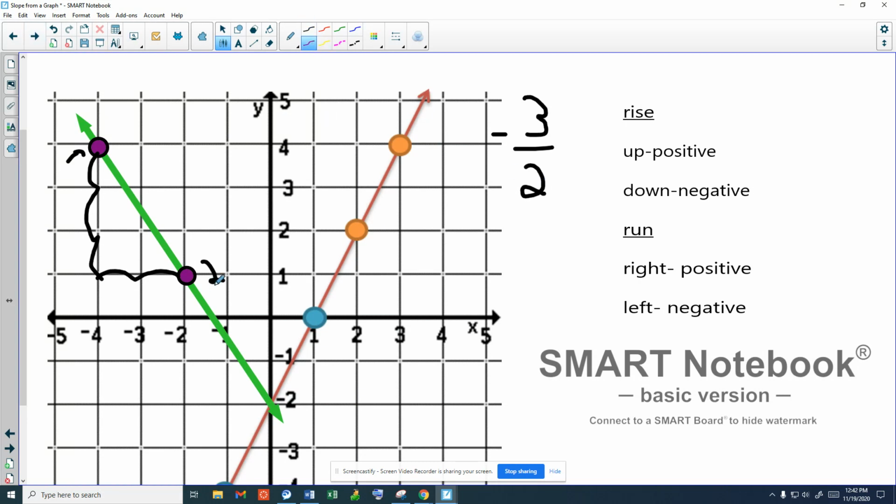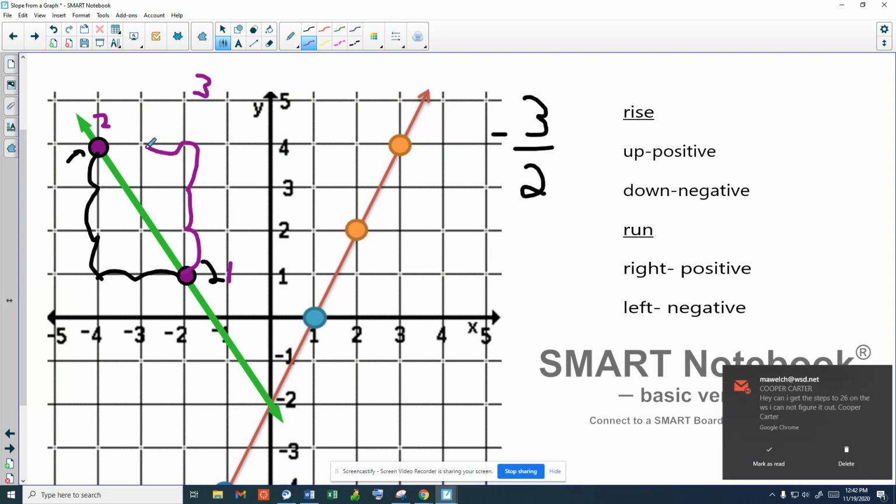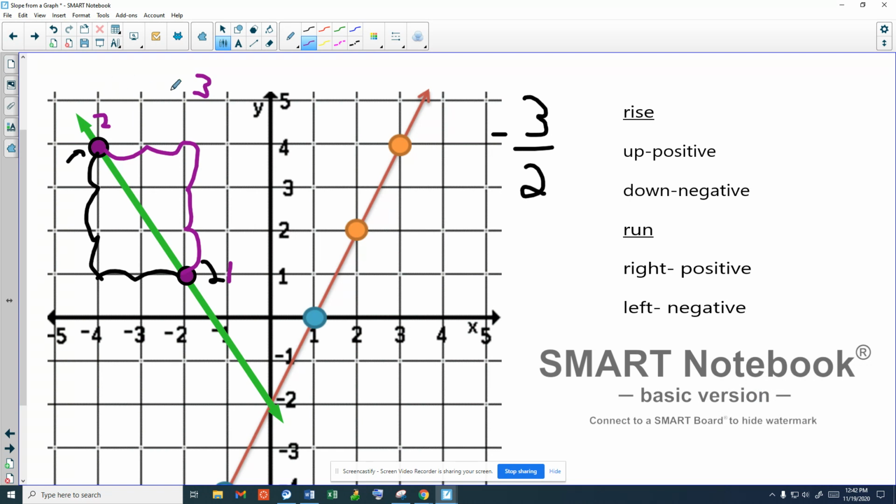So if we were to make this the first one and this the second point, then we would go in the y direction first. So we'd go up 1, 2, 3, and we get 3. And then we're going to go in the negative x direction, 1, 2, which means that we have a 3 over 2 as well.